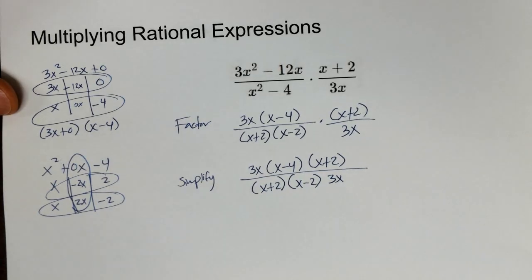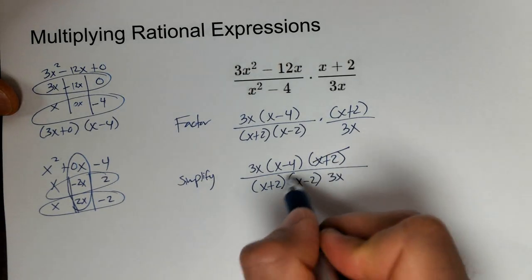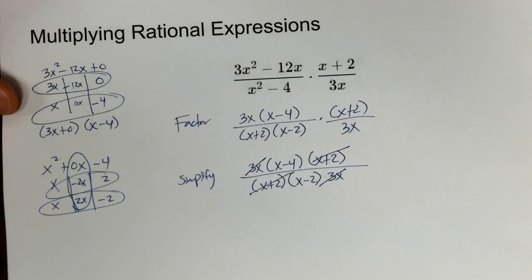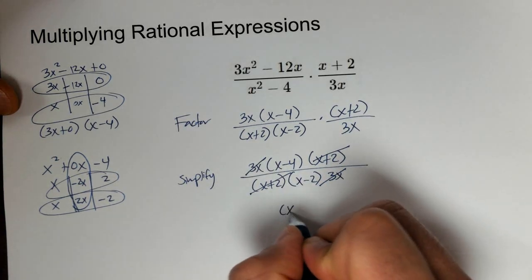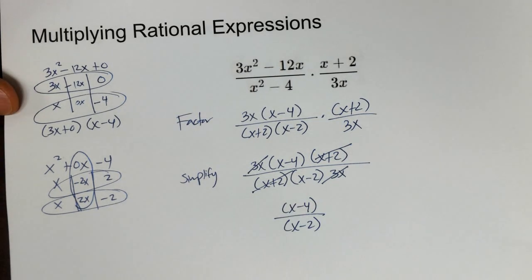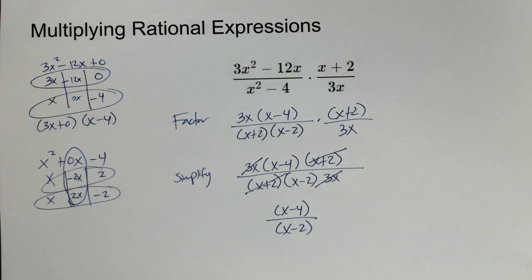And as you can see, the x plus 2's are going to cancel, and the 3x's are going to cancel, leaving me just with x minus 4 divided by x minus 2. That's as simple as I can make this problem.